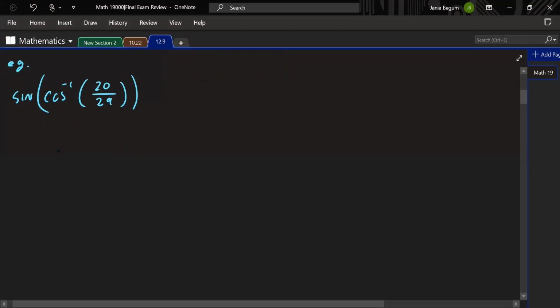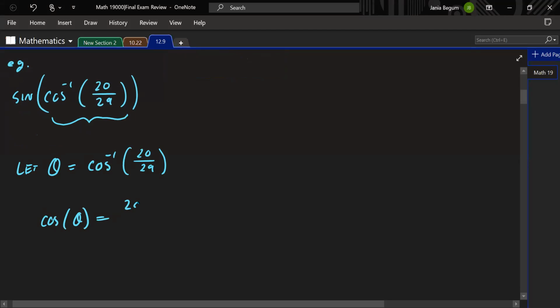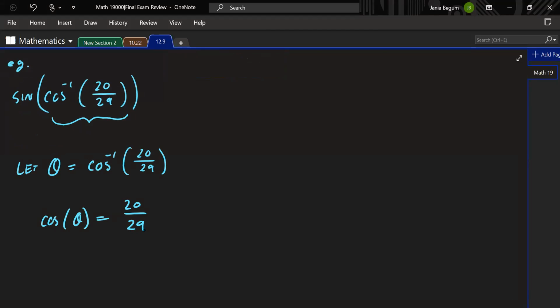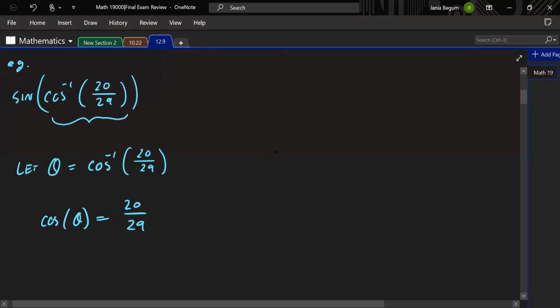So we're going to let theta equal the inner function, which is this piece right here. So theta is cosine inverse of 20 over 29. That means if I apply cosine on both sides, I have cosine theta equal to 20 over 29. Now from here, we don't know what theta is, but we can create a right triangle and figure out the missing length from there.